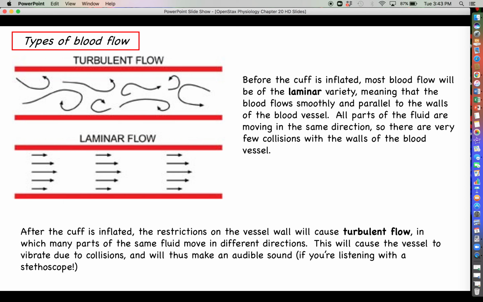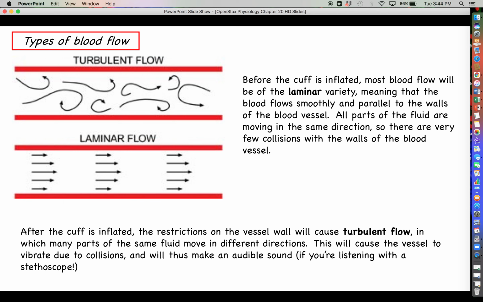Once you inflate the cuff, you're going to start closing that brachial artery. Once that brachial artery really starts closing and the radius really starts decreasing, blood is going to have to squirt through in order to get through it all, and that is going to cause what is called turbulent blood flow. With turbulent blood flow, as the blood squirts through the obstructed brachial artery, the different particles in the blood are all going to be moving in different directions, and this is going to lead to particles crashing up against the sides of the blood vessel, and that's going to cause the blood vessel to make very loud vibrations that will make an audible sound, provided you're listening with a stethoscope.